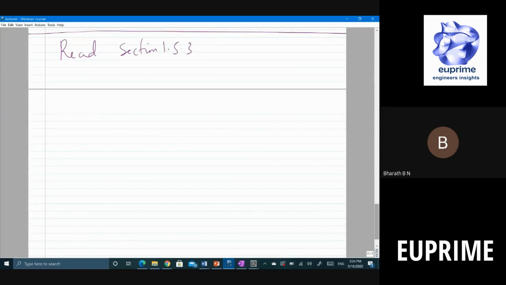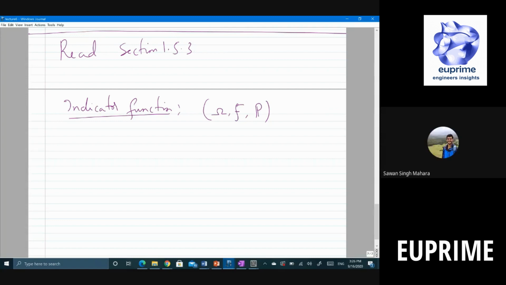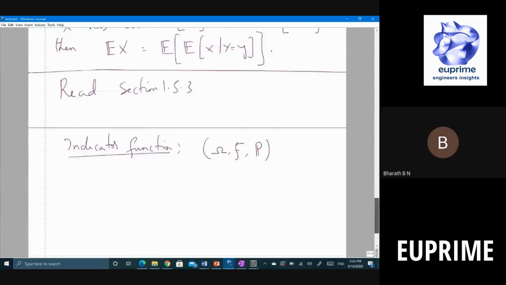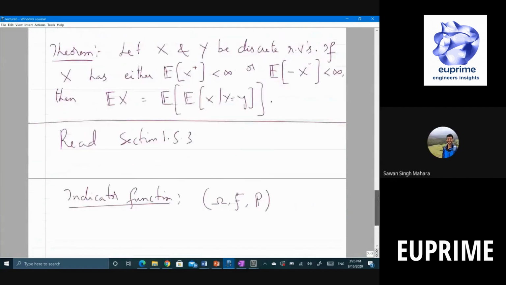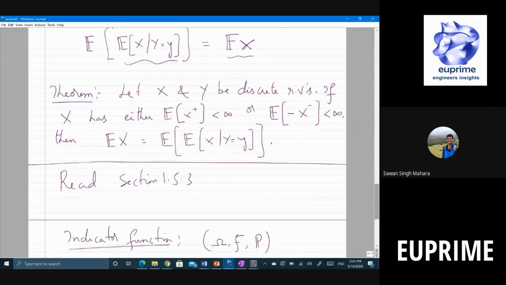Another notation that we need is called the indicator function. Just to be very formal, I'll write omega, F, and also assume some probability measure on that. Please go up a little bit, in the statement you just made in the theorem, it's expectation of minus x is greater than minus infinity, right?